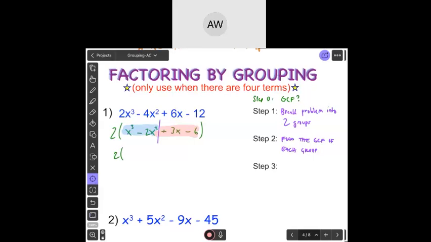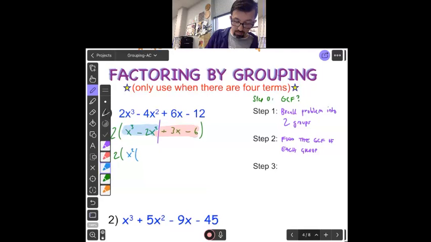Okay. All right, Aiden. What's our GCF? It would be x squared. All right. So then x squared times what is x cubed? x squared times x. And x squared times what is negative 2x squared, right? Minus 2. See what's going on there?